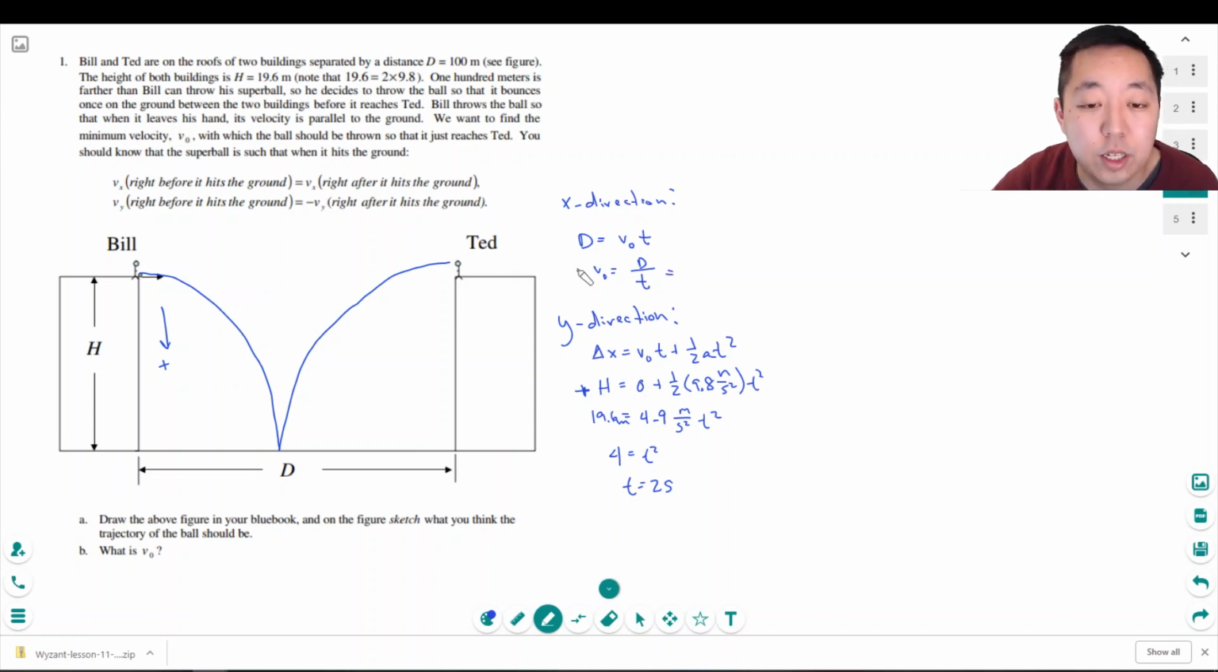Okay, so its initial velocity needs to be the distance divided by the 4 seconds. The distance is 100 meters. So 100 meters divided by 4 seconds equals 25 meters per second.